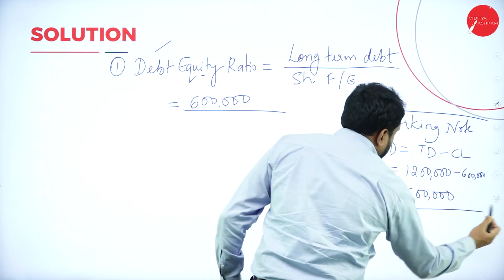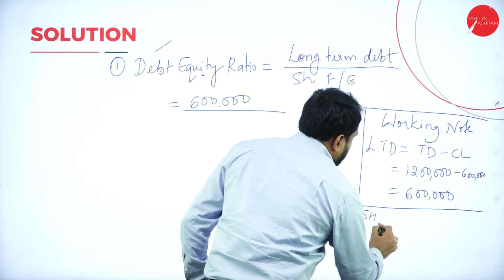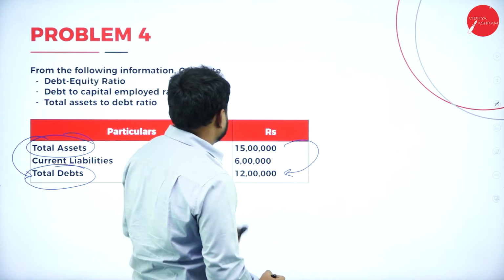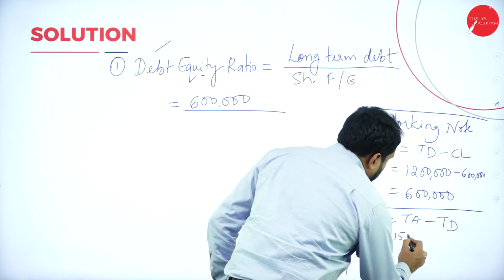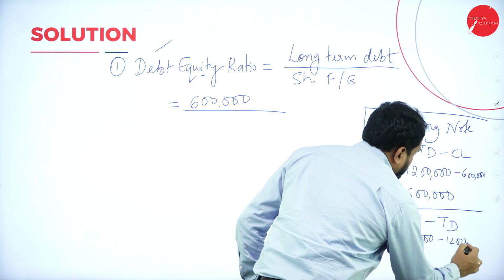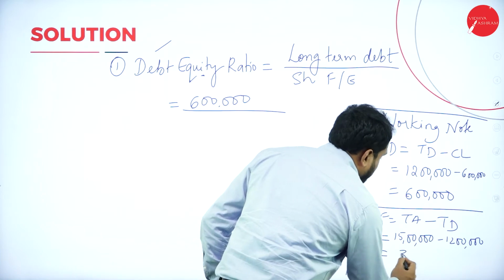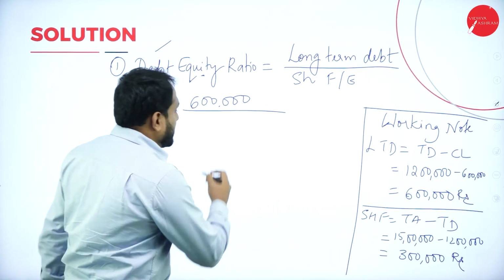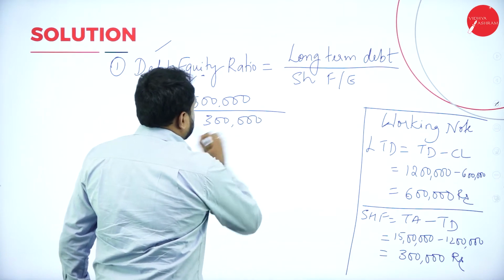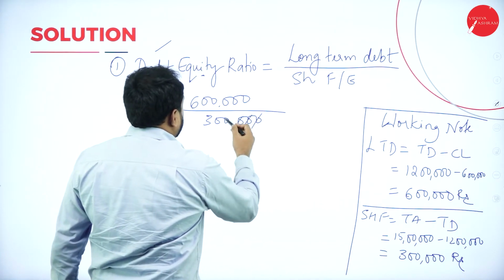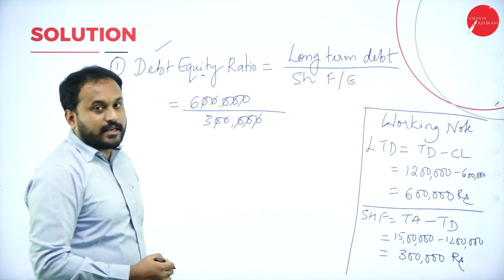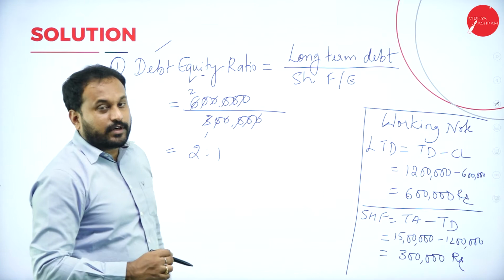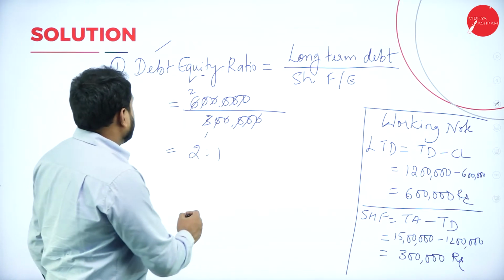Again here, we'll go with the next one, that is shareholders fund. Shareholders fund is equal to total asset minus total debt. How much is total asset? 15 lakh. So 15 lakh minus 12 lakh. 15 minus 12 is how much? 3 lakh rupees. You should write the word rupees here. Here also, rupees. Done. So 6 lakh divided by 3 lakh. Now understand, 6 by 3. So how much is it? 2. That is 2:1. What is your debt equity ratio? 2:1. That is my debt equity ratio.